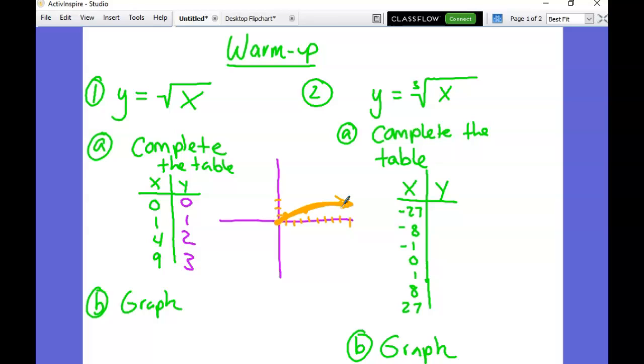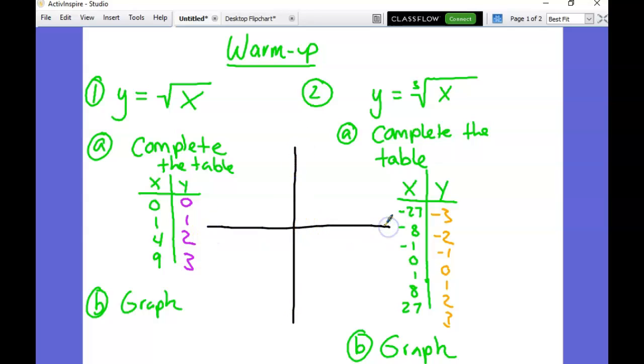Alex, what'd you get for this column over here? Okay. That's enough, Dylan. Thank you. Okay. Dylan.